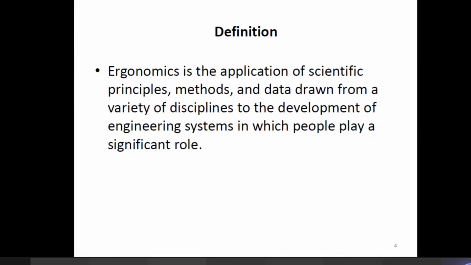Looking into another definition, ergonomics is an application of scientific principles, methods, and data drawn from a variety of disciplines to the development of engineering systems in which people play a significant role. So what is the main keyword here? What is the main keyword for ergonomics? Anyone? From this definition, what is the main keyword?